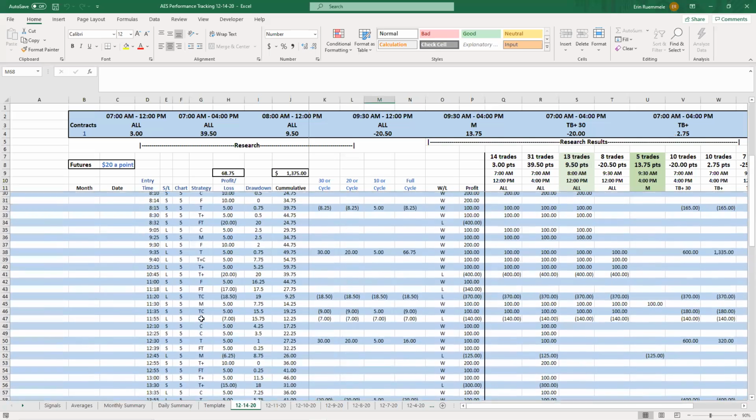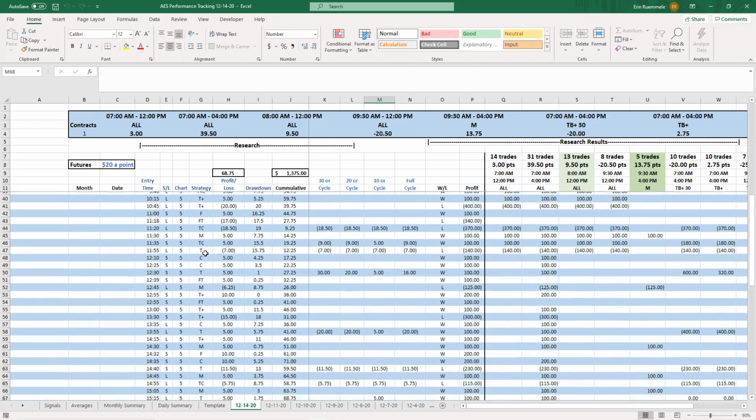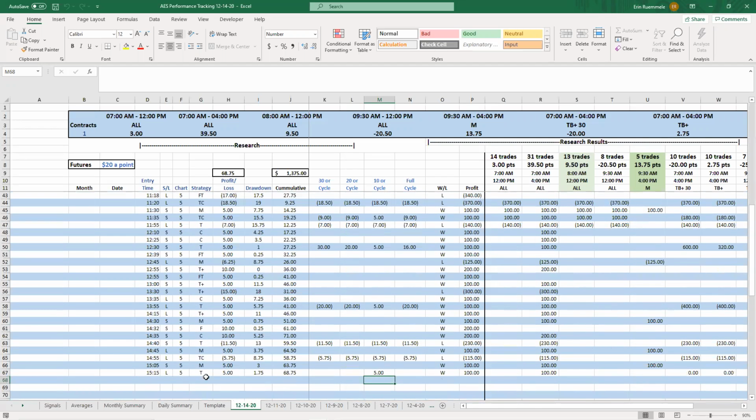And then today, starting at 7 o'clock, there wasn't actually a trade until about 7, well, those are both fractals. So 7:55 was our first AES signal this morning, long consensus. And then our last trade was the 3:15 long trend bias here.